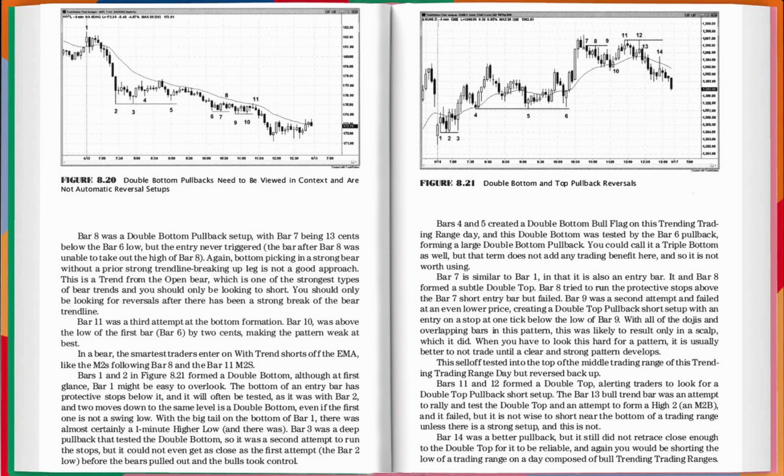Bar 3 was a deep pullback that tested the double bottom, so it was a second attempt to run the stops, but it could not even get as close as the first attempt, the Bar 2 low, before the bears pulled out and the bulls took control.